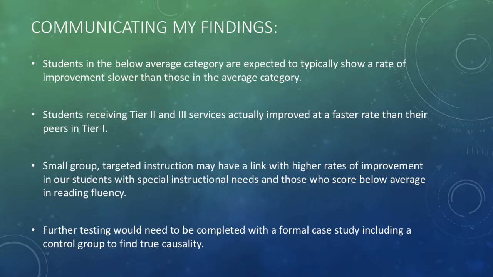However, I did notice that in order to make causality, I would need further testing using a case study format, including a control group and an assessment group. In my study, I gave all students who scored below average small group instruction, and all students who scored average full group instruction. However, in order to state causality, I would need to give some students small group and some students large group instruction in both categories to see how they compared to their other peers.